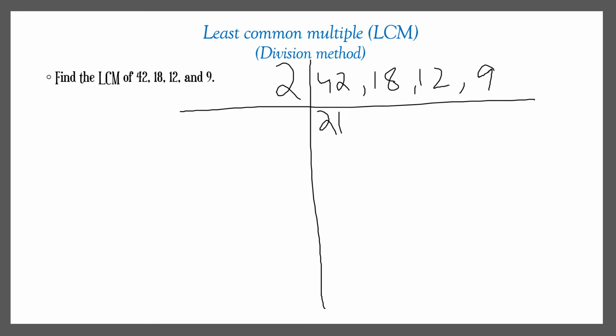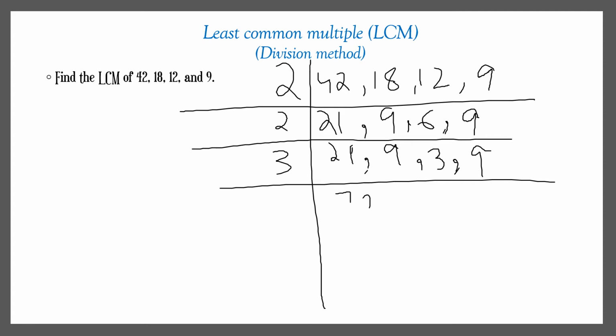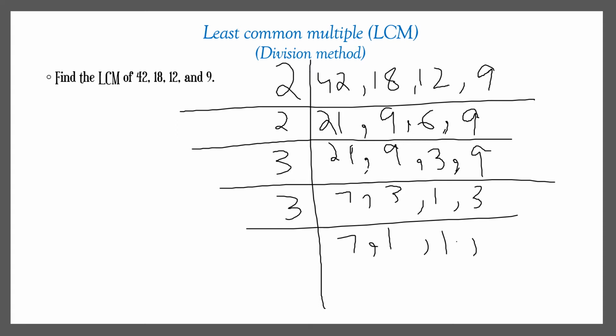So 2 can divide these first three numbers. 2 2s are 4, 2 1s are 2, 2 9s are 18, 2 6s are 12, and 2 cannot divide 9, so we write 9 as it is. Then again 2 cannot divide 21, so write 21 as it is. 2 3s are 6 and 9. Now 2 cannot divide any one of these numbers, so we'll continue with 3. 3 7s are 21. Again with 3, 7 will come as it is. 1, 1 and 1. And the last step is 7.